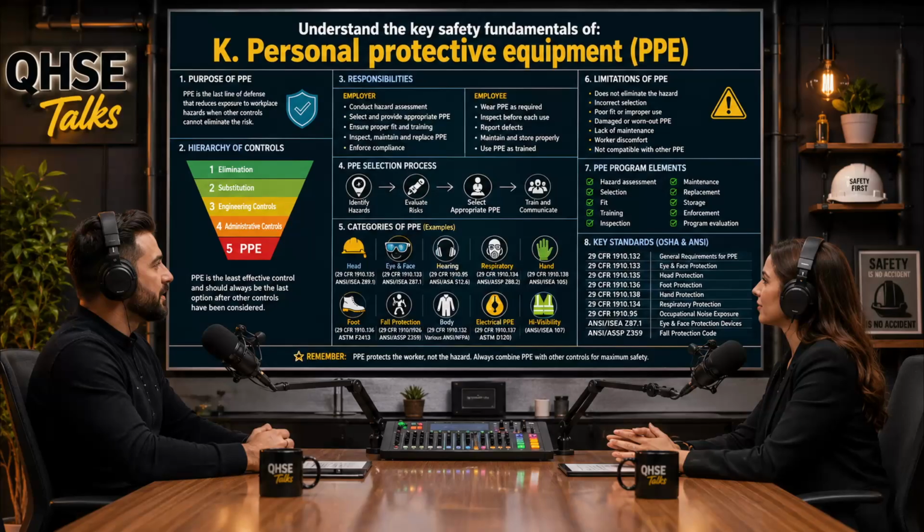Like from welding? Yes, high-intensity optical radiation is a major physical hazard. Also, rolling or pinching objects that create crush hazards, electrical voltages, and sharp edges. Got it. So that's the physical bucket. And the second bucket covers health hazards, right?